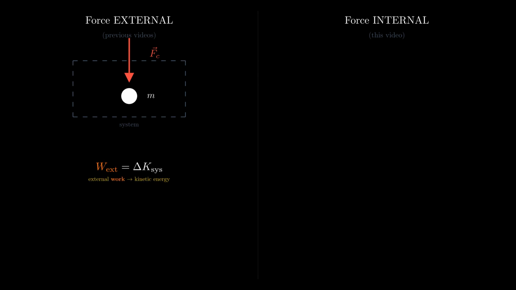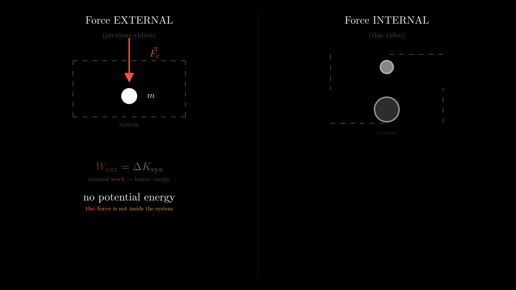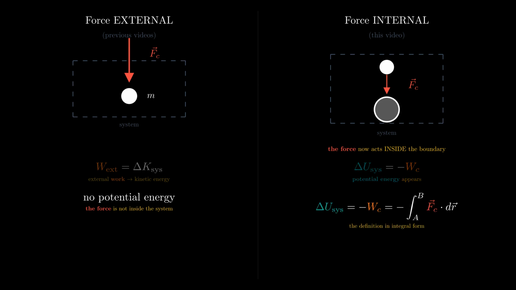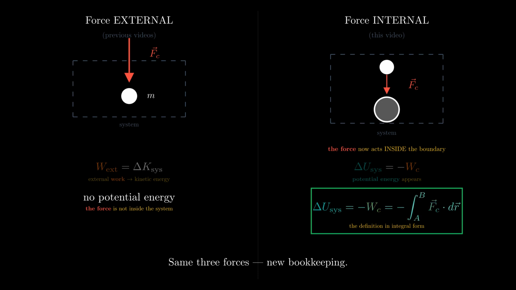We've already met all three of these forces: gravity near the Earth, the spring force, universal gravitation, as external forces acting on a system. The external work equaled the change in the system's kinetic energy, and no potential energy appeared. Now redraw the boundary and bring each force inside the system. For an internal conservative force, the definition from last video takes over. The change in the system's potential energy, delta U, equals minus the work done by the conservative force, minus the integral of F dot dr from the initial state to the final state. Same three forces, new bookkeeping.